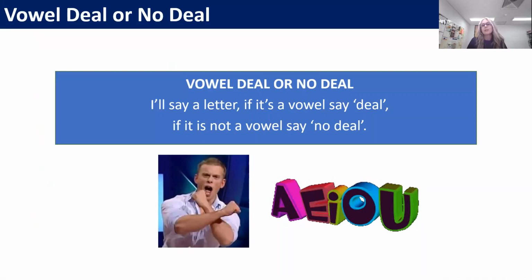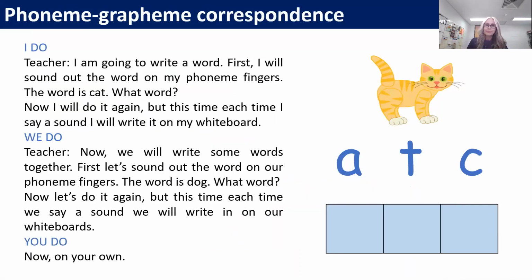Another thing you can do is to say, okay, girls and boys, I'll say a letter. If it's a vowel, you say deal. If it's not a vowel, say no deal. And so very quickly you can scroll through some examples and you'll know straight away whether the kids are getting the idea of it.